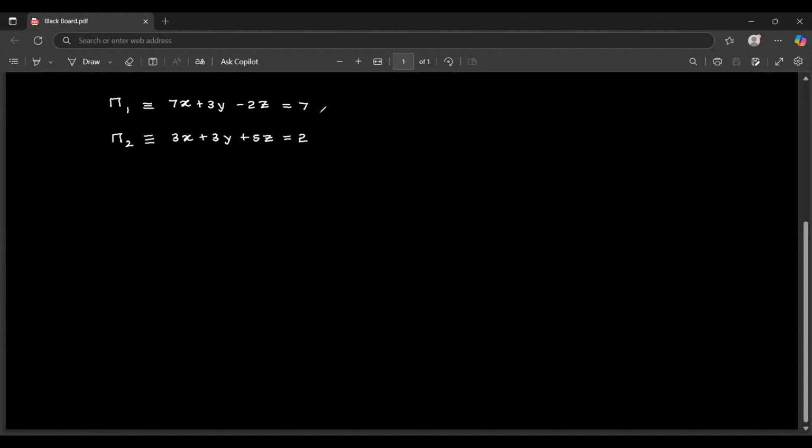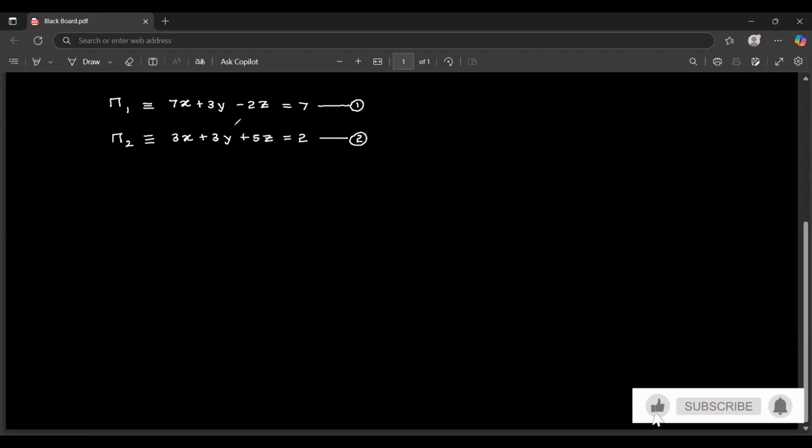Let me write them down. Here you can see there are two equations. Let me name them: this is the first equation and this is the second equation. Here we have to find the value of three variables, but we only have two equations. What this means is we will get the equation of a line as the answer if we solve these two equations. Okay, so how can we solve it?